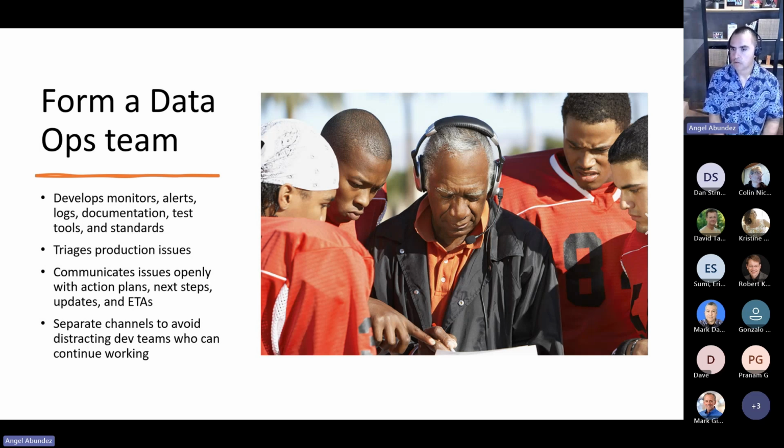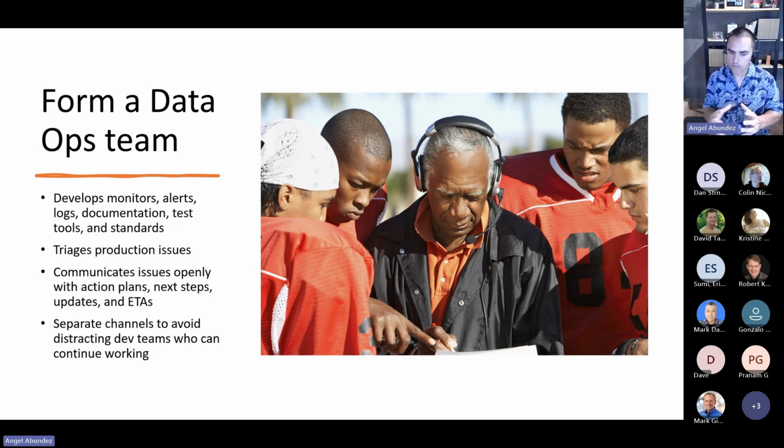This team also I made responsible for communicating these issues openly, without any fear of getting reprimanded. Hey, we have an issue. We're looking into it. We'll be back to you with an ETA. That's it, right? Then an hour or two later, give an update on where we're at. This team would be responsible for that kind of thing.